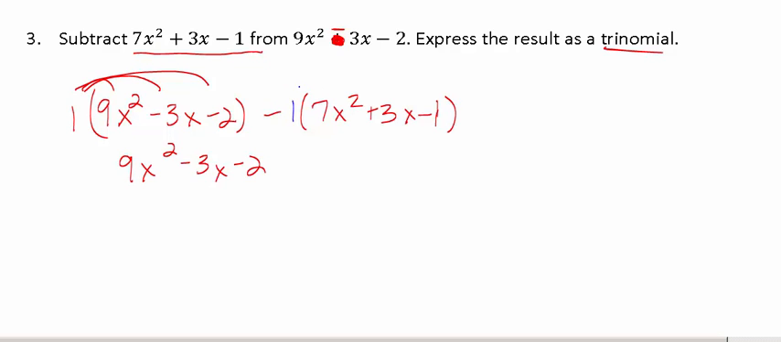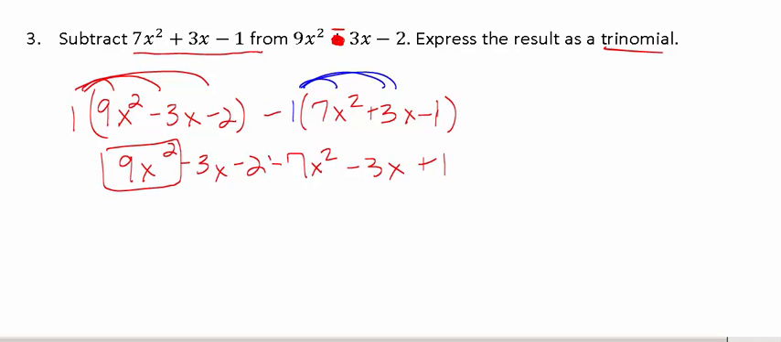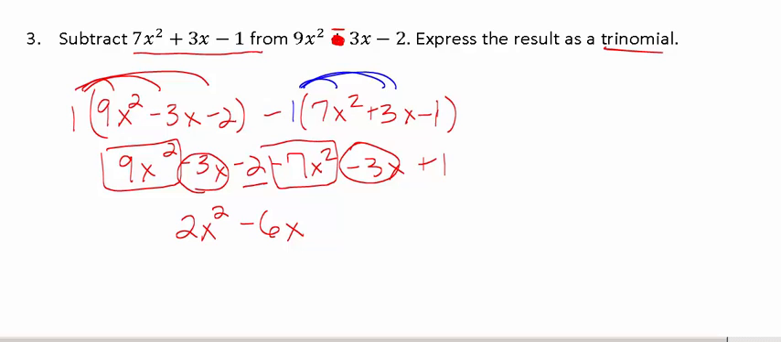The subtraction sign, though, if I distribute this negative 1, I do get negative 7x squared minus 3x and plus 1. Now let's combine our like terms. 9 and negative 7x squared give me 2x squared. Negative and negative, there's a negative 6x. And then I have a negative 2 and a positive 1 for a negative 1. There's our trinomial. Please stay tuned for the question to follow.